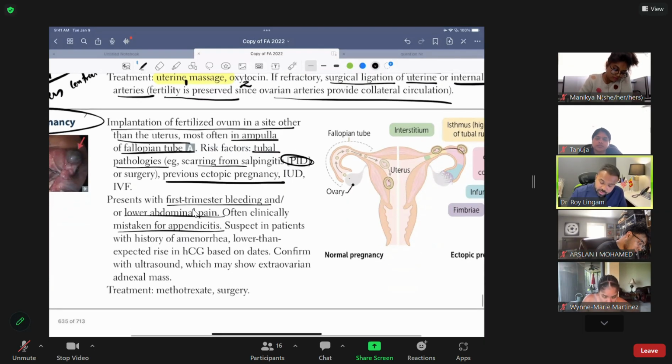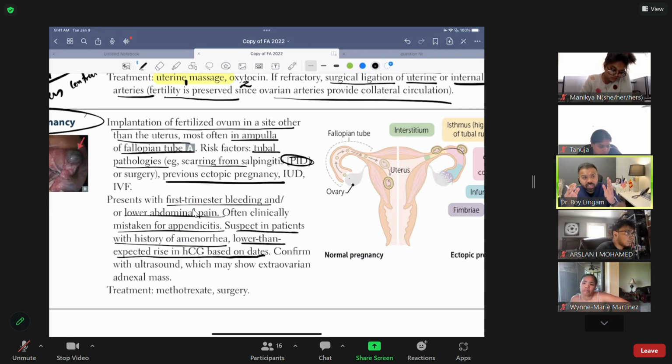How do you suspect it? Suspect it in patients with a history of amenorrhea and a lower than expected rise in beta HCG. There's a chart: for this many weeks, you have to have this much beta HCG. If they don't match, there is something not right. Is everybody clear, folks? For 25 weeks of gestation, it has to be this much beta HCG in the blood. If not, there is something not right. And then we always confirm with the ultrasound. Why? Sometimes they are wrong on the date, and if the date is wrong, you will pick the wrong amount of beta HCG, isn't it, folks? So that's why we do that.